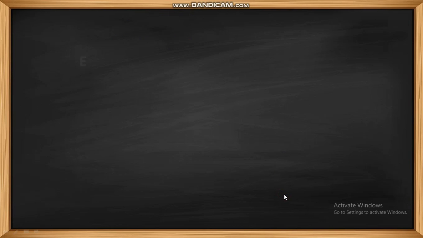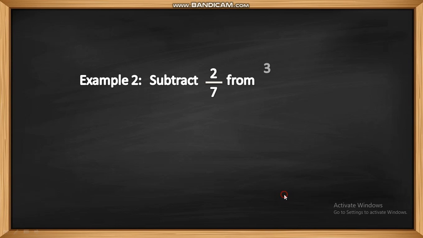Next, one more question. Example 2. Subtract 2 by 7 from 3 by 7. How can we do this one? I told you from which number we are subtracting, we want to write that number at first. So I am writing 3 by 7, then minus sign, 2 by 7.